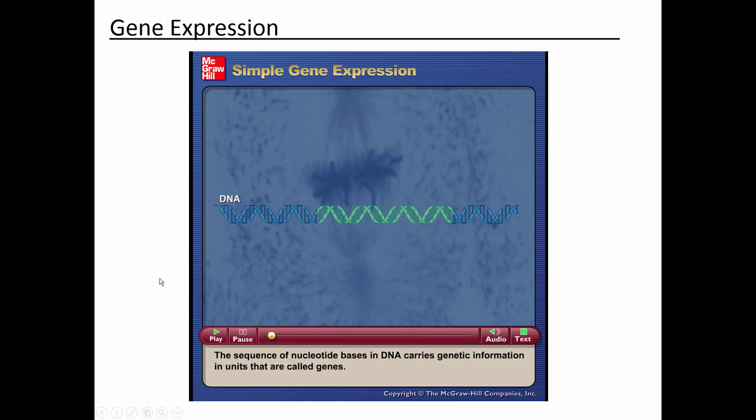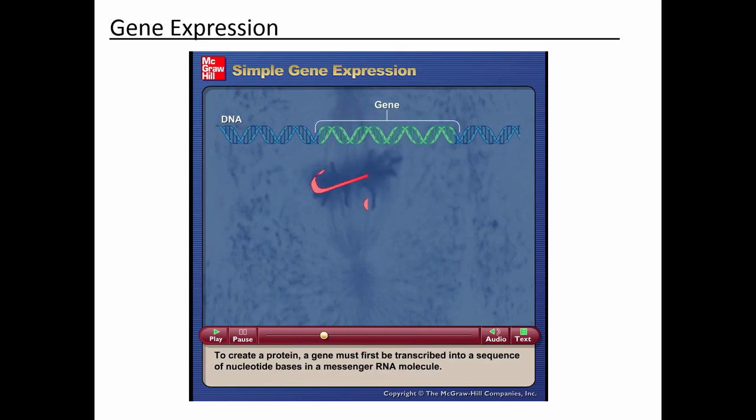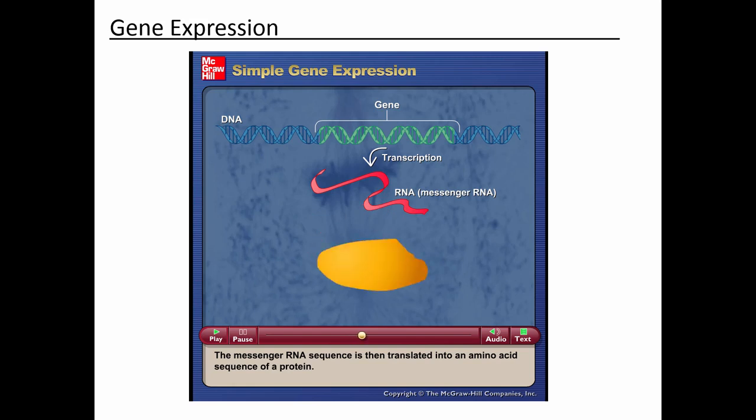The sequence of nucleotide bases in DNA carries genetic information in units that are called genes. Structural genes encode the information for specific proteins. To create a protein, a gene must first be transcribed into a sequence of nucleotide bases in a messenger RNA molecule. The messenger RNA sequence is then translated into an amino acid sequence of a protein.